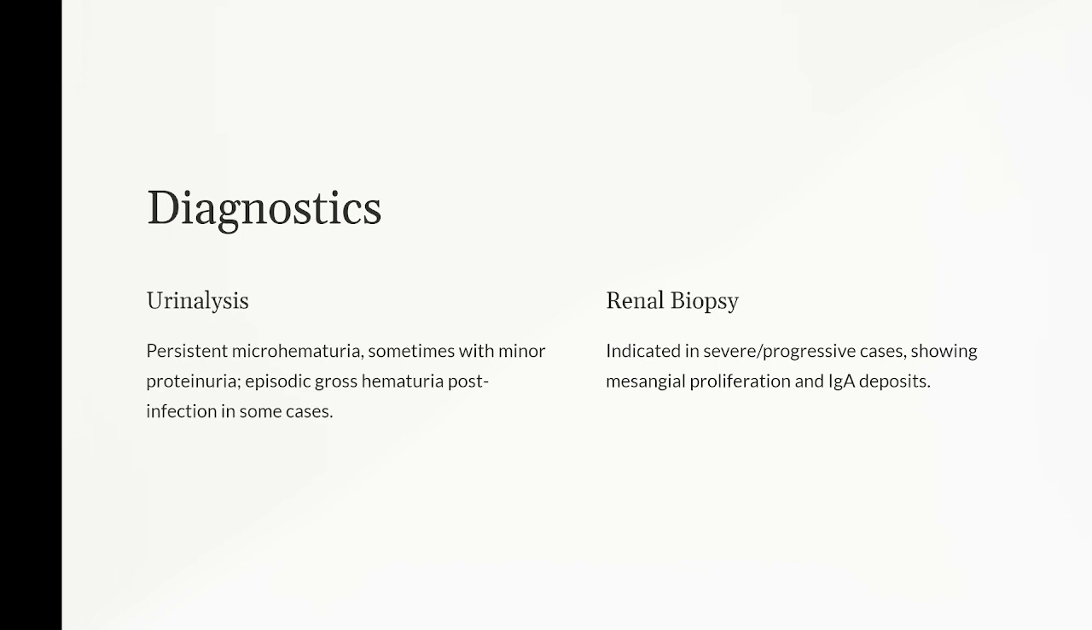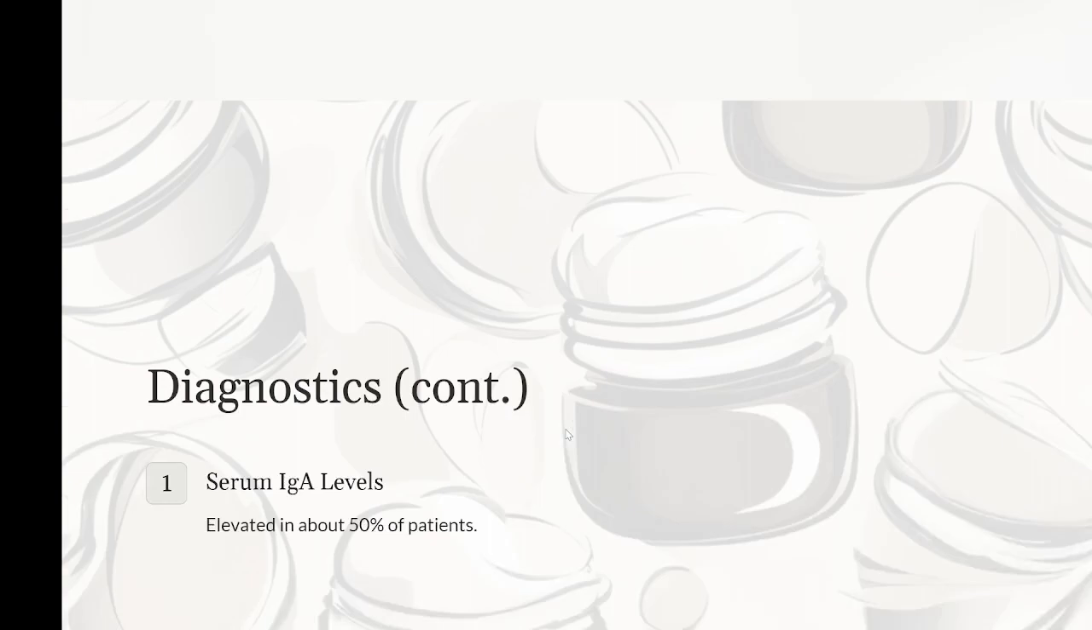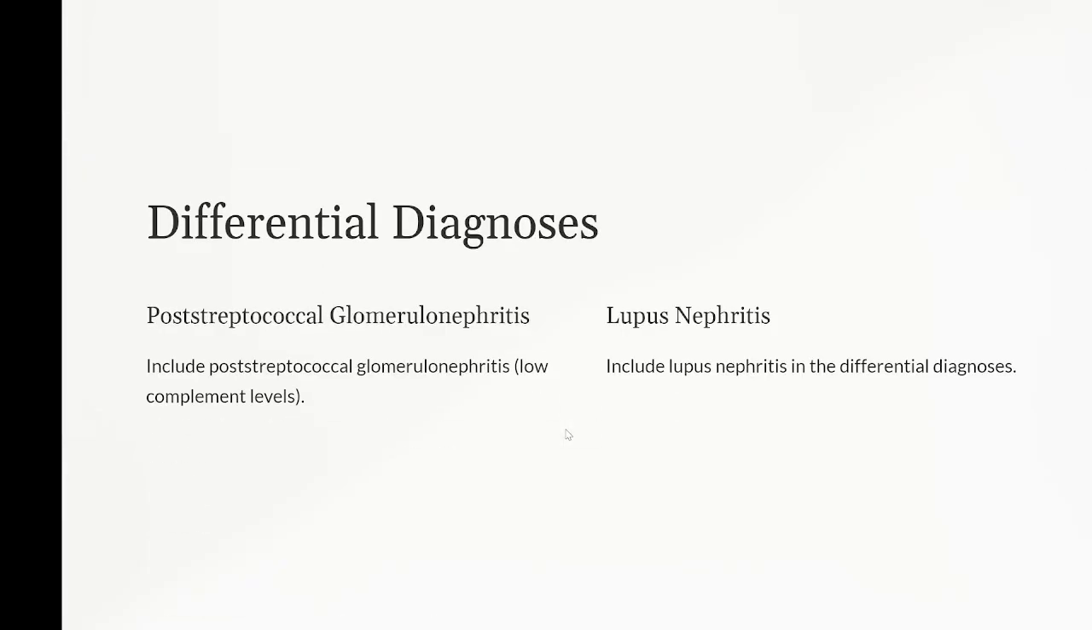Diagnostics: urinalysis shows persistent microhematuria, sometimes with minor proteinuria, and episodic gross hematuria post-infection in some cases. Serum IgA levels are elevated in about 50% of patients. Renal biopsy is indicated in severe progressive cases, showing mesangial proliferation and IgA deposits. Complement levels are typically normal. Differential diagnoses include post-streptococcal glomerulonephritis with low complement levels, lupus nephritis, and membranoproliferative glomerulonephritis.